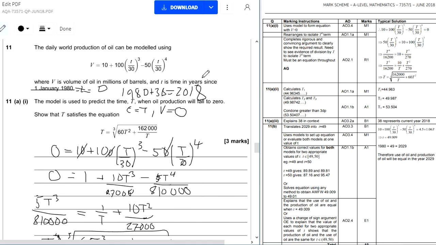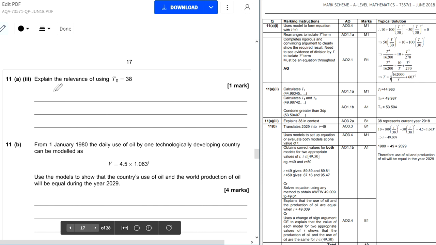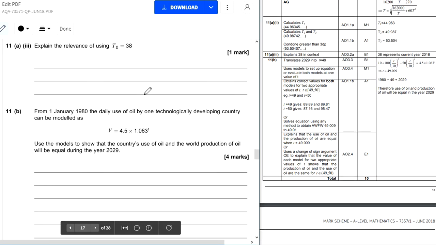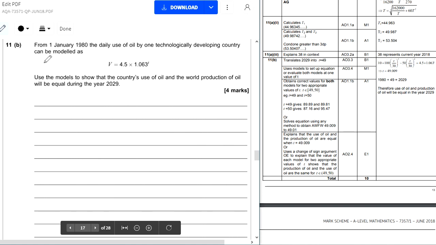Which is the year that this paper was in. So I'm guessing that's what this is about. So, yeah, 2018. And yeah, that's what it says in the mark scheme. But it's 1 mark. So if you didn't get that, no biggie.